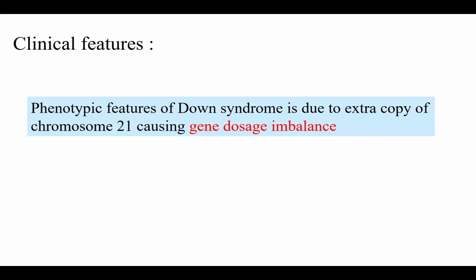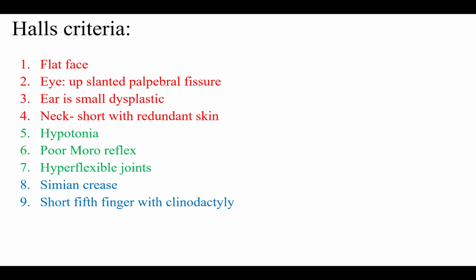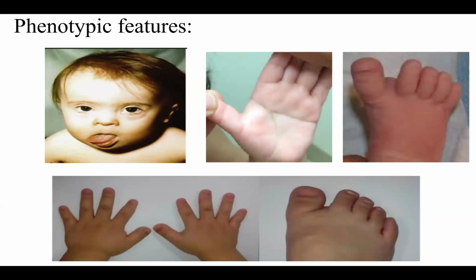So, clinical features: the phenotypic features of Down syndrome are due to the extra copy of chromosome 21 leading to gene dosage imbalance. Hall's criteria include flat face, upslanted palpebral fissure, ear small and dysplastic, neck short with redundant skin, hypotonia, poor Moro reflex, hyperflexible joints, simian crease, short fifth finger with clinodactyly, and pelvic dysplasia.